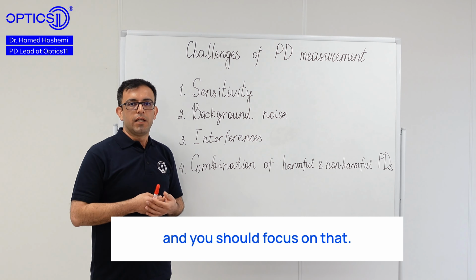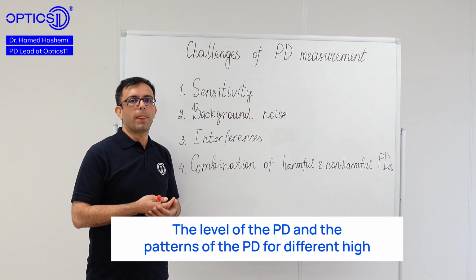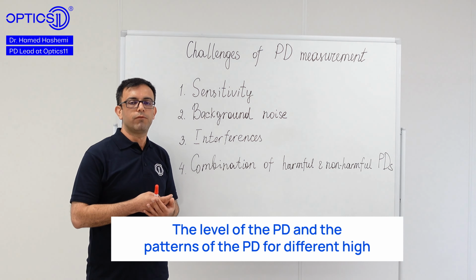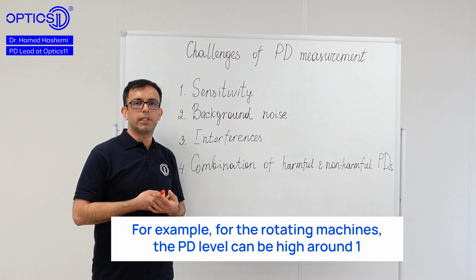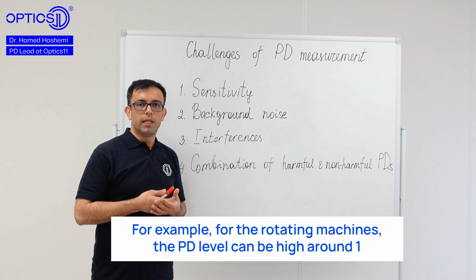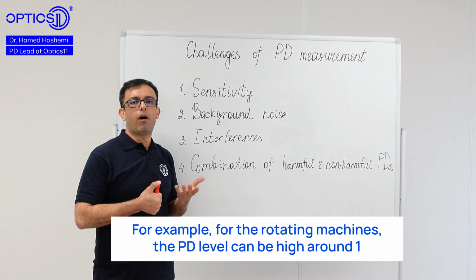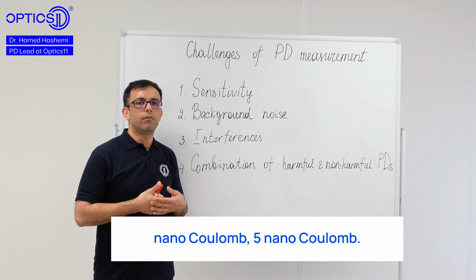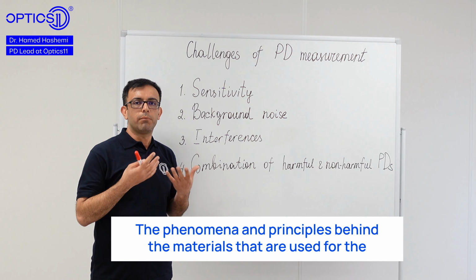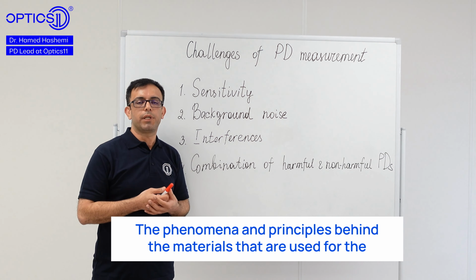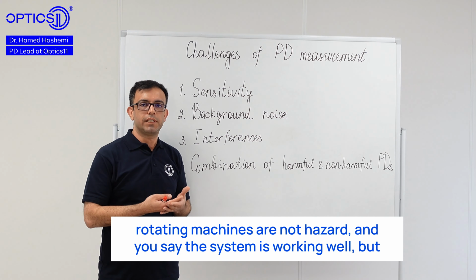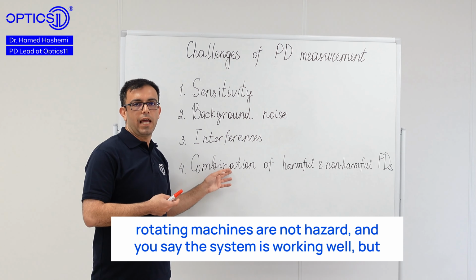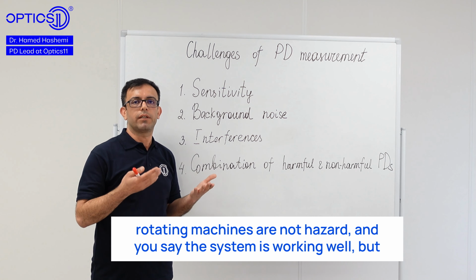The level of the PD and the patterns of the PD for different high voltage assets will be different. For example, for the rotating machines, the PD level can be high, around 1 nanocoulomb, 5 nanocoulomb. The phenomena and principles behind the materials that are used for the rotating machines are not hazard, and you say the system is working well.